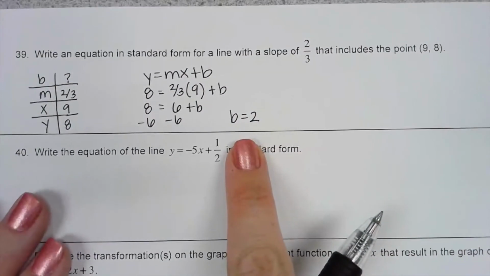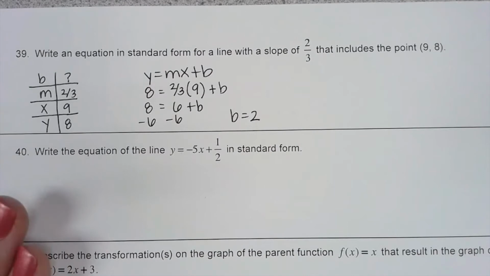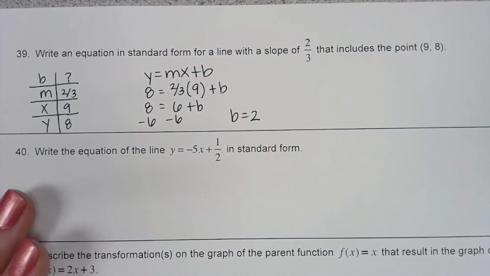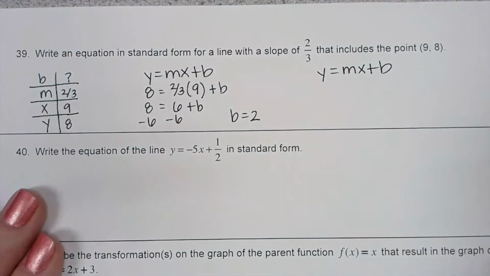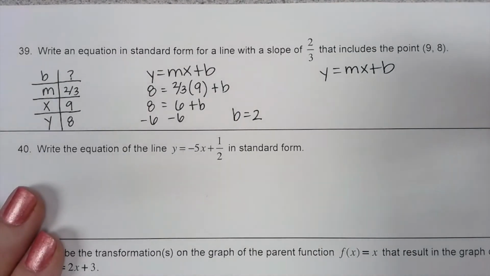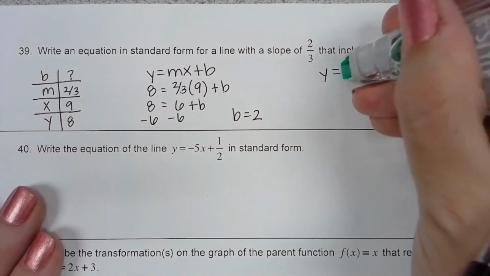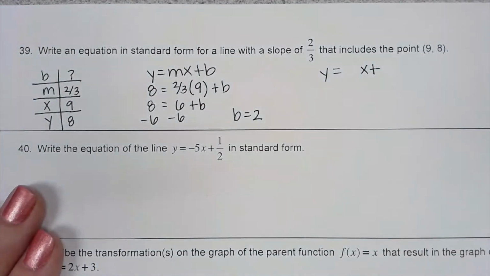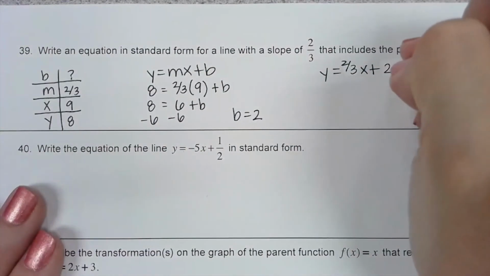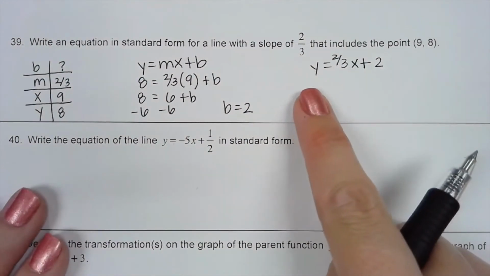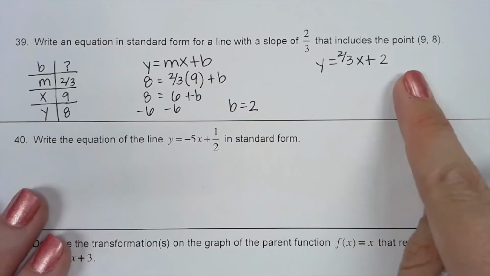Remember, that's not my answer to the question. Notice that the directions to this question wanted me to write the answer in standard form. When I write it in y equals mx plus b form, I already figured out that my m was 2/3, or they told me that, and then I figured out that my y-intercept was +2. So if I was writing it in slope-intercept form, I would write it just like this, but they want it written in standard form, so now I have to do all the stuff to fix it to put it into standard form.